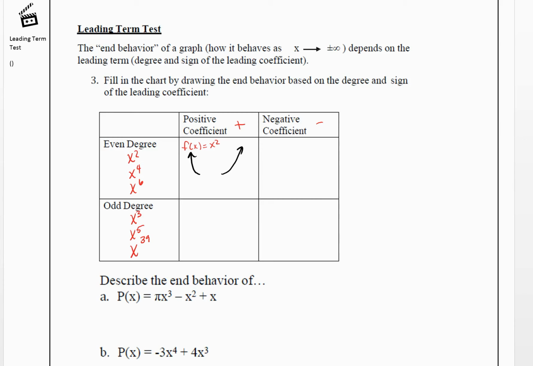This would be the little chart we draw to say if we have an even degree and a positive coefficient, we're going up. Well, what if we had a negative coefficient? Something like negative x squared. Then it goes down on each side. The y values would be going down. So one thing to notice here, if it's an even degree, it's doing the same thing on both sides.